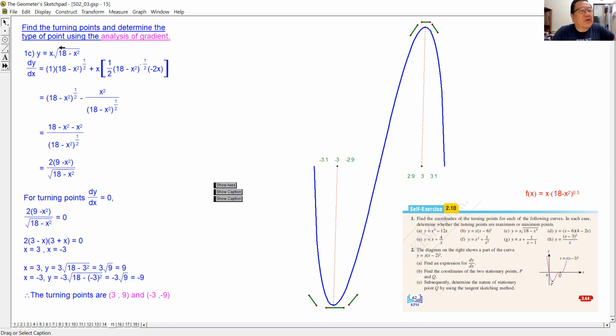y equals x times the square root of 18 minus x squared. This one I'm going to differentiate using the product rule. So differentiate x to get 1, and this square root I just keep. Now the second time, x I keep, and I differentiate the square root: bring down the half, (18 minus x squared), then half minus 1 is negative half. Then differentiate what is inside the bracket, negative 2x.